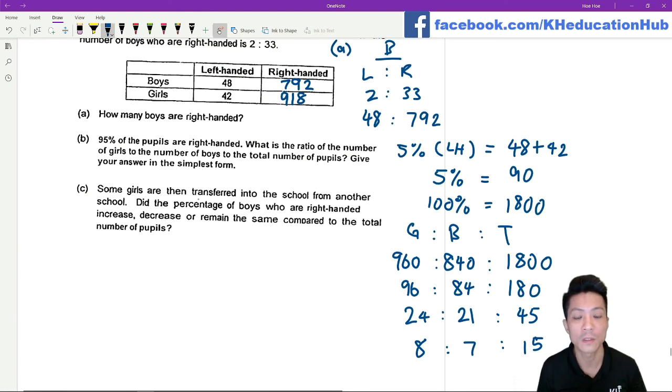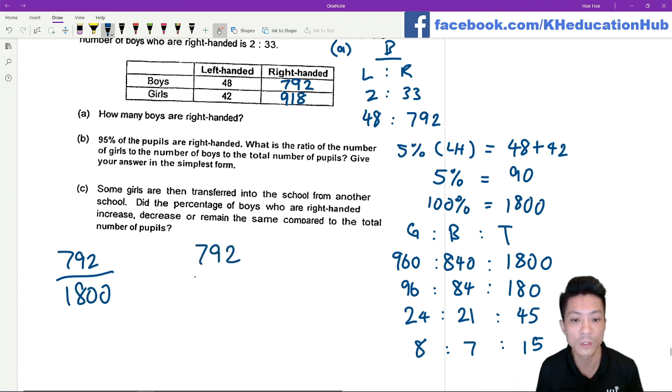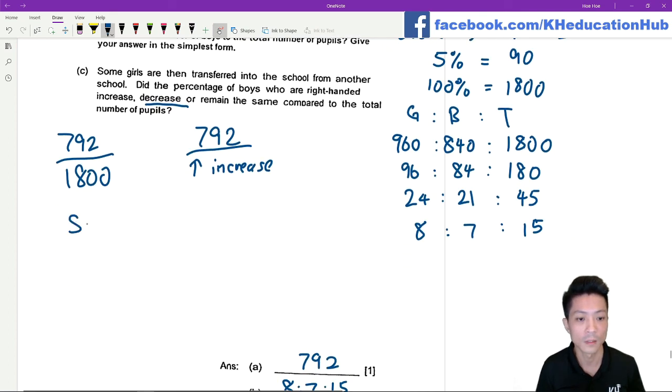Some girls are then transferred into the school from another school. Did the percentage of boys who are right-handed increase, decrease, or remain the same? So the number of boys at first would be 792. The total is 1800, right? If there are more girls being transferred into the school, the denominator will increase, because the total number of students will increase. That will also mean that the percentage will decrease. So the percentage will decrease.